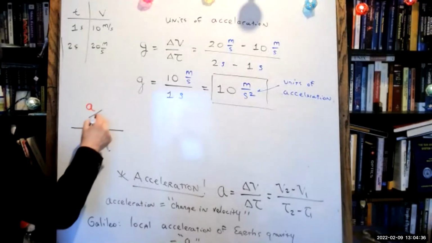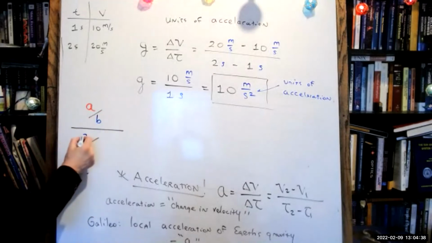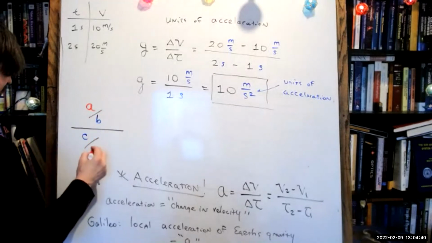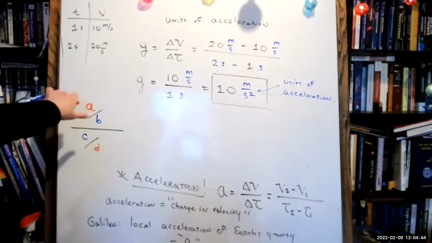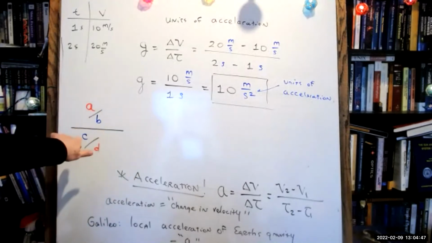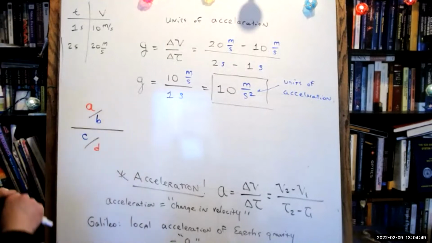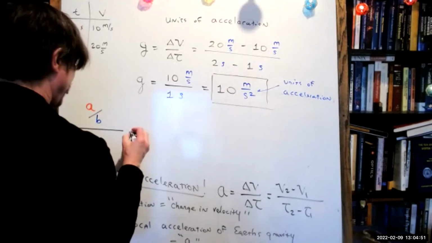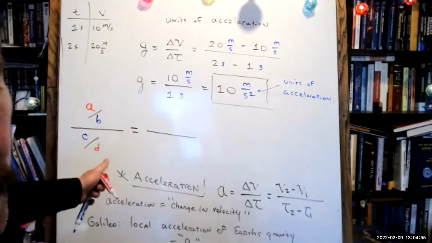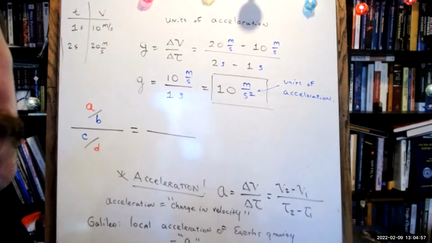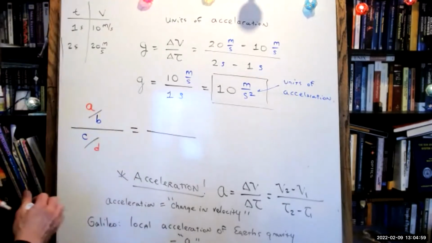A divided by B over C divided by D. So notice I've got a fraction in the top, in the numerator, and another fraction in the denominator. And I want to reduce it to a single fraction with just letters on top and letters on bottom. And the colors that I've chosen suggest to you how things work.